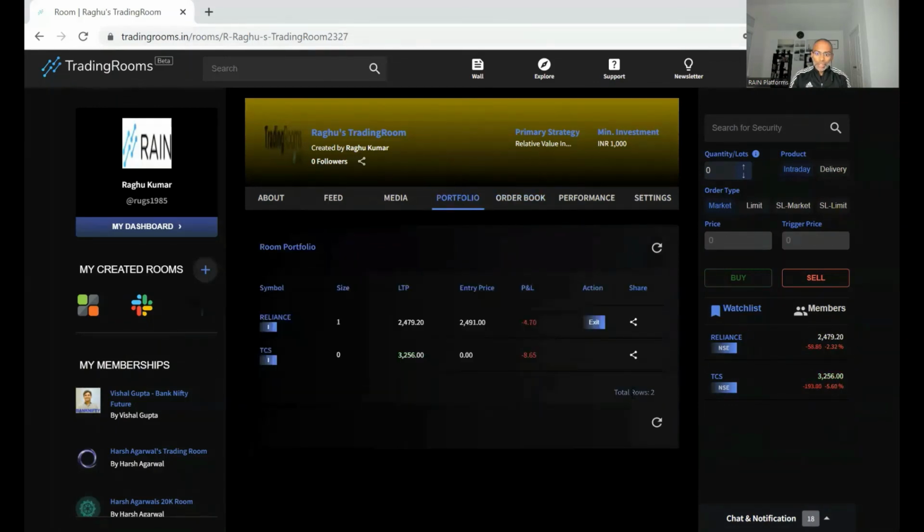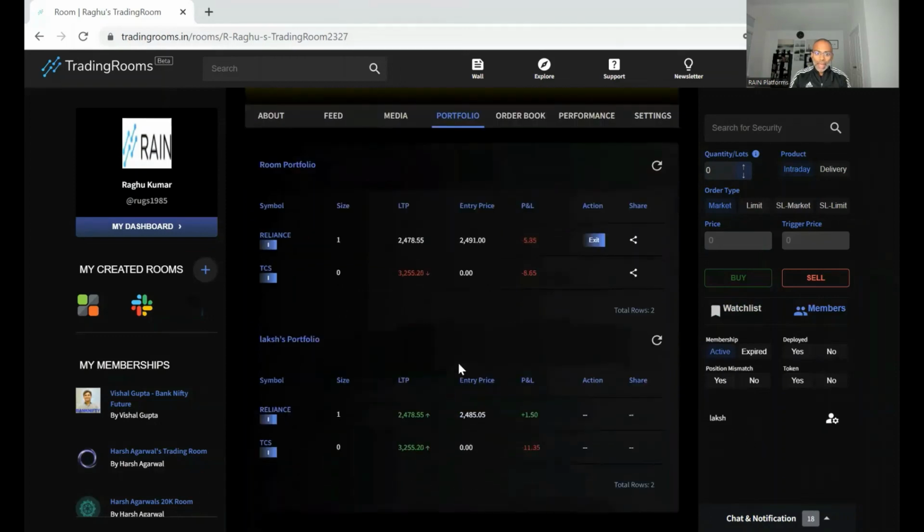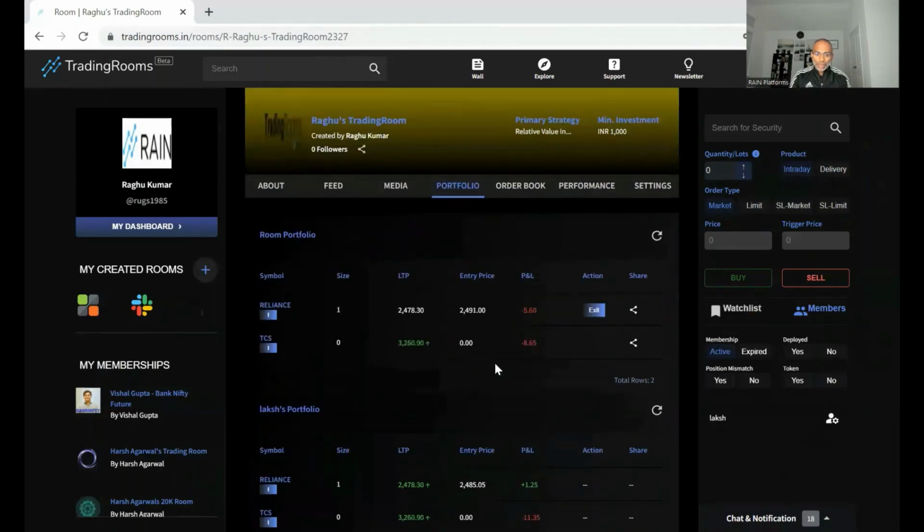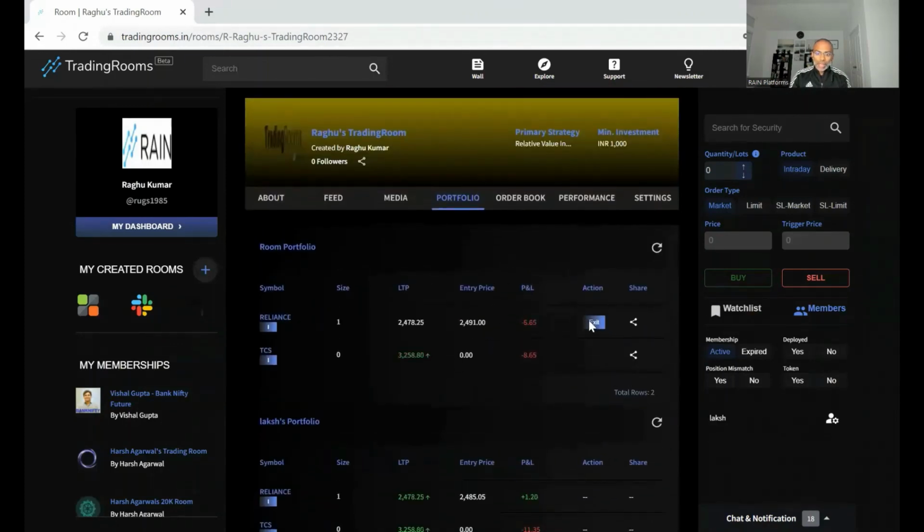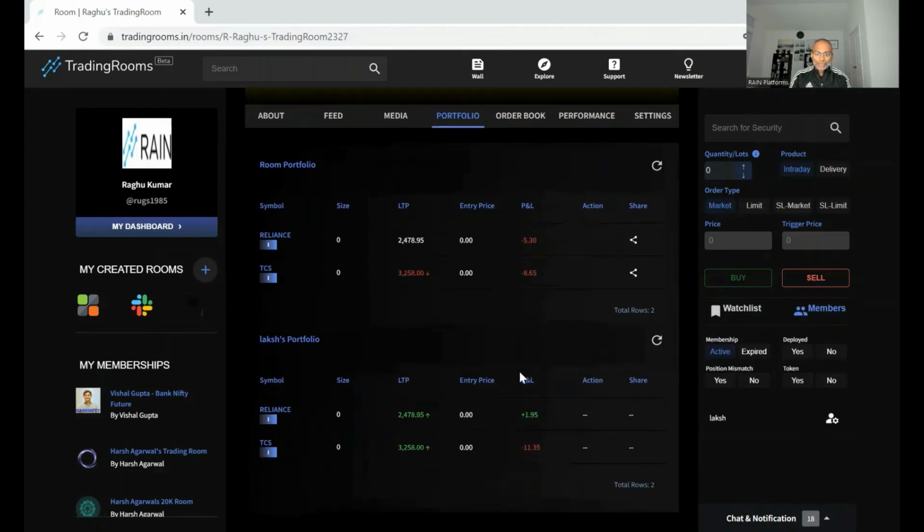Before I do that, I want to see exactly what is happening over here. So if I click on members, I can see Lakshmish is a member, and I can see Lakshmish's order book as well. And I can see there's a position on his account. So I can go ahead and click on exit, and the order has gone through and it gets exited on Lakshmish's account as well. So that's how you use position mismatch.